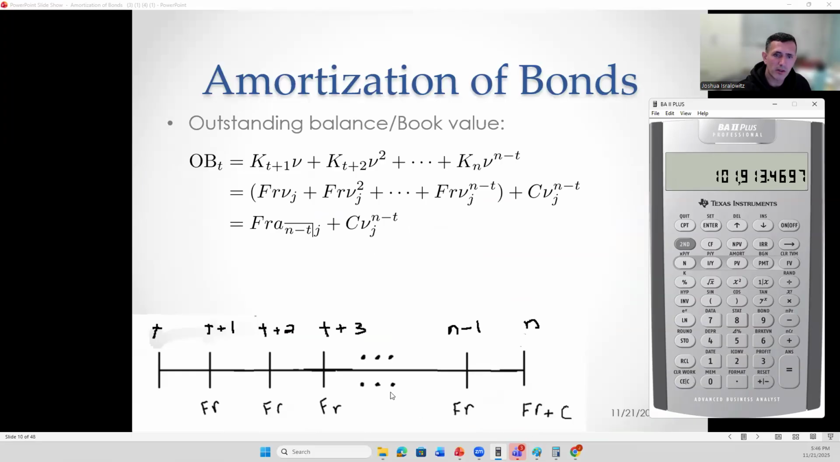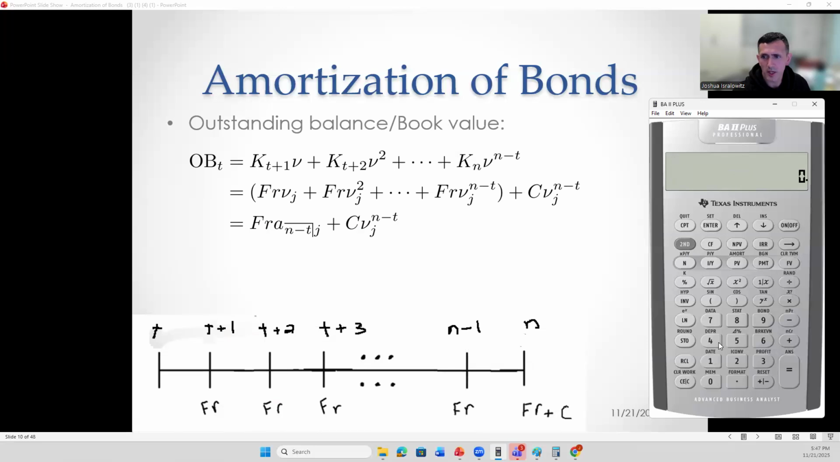And if you just want to plug and chug into a formula instead of remembering that this here is a present value time diagram from 8 to 10, it's fine. We'll get the same answer. So n minus t is 2, 3% interest, 4,000 coupons, redemption 100,000, present value.